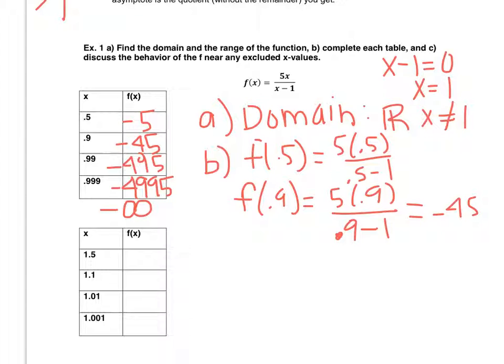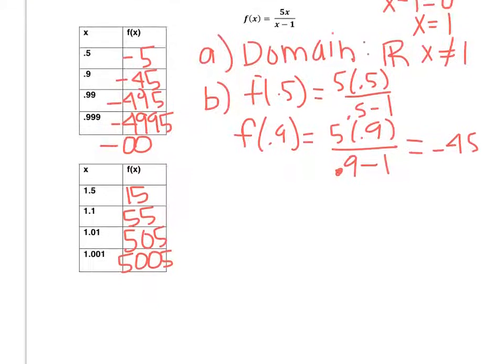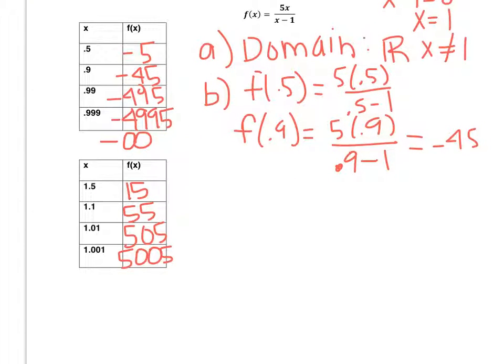Okay, now we're going to go on the other side of 1 and we're going to plug in values. So if you take 1.5 and you plug it in, you get the value of 15. If you take 1.1 and plug it in, you get 55. If you take 1.01, you get 505. If you take 1.001 and plug it in, you get 5005. What's happening here? The values are getting closer and closer to positive infinity.